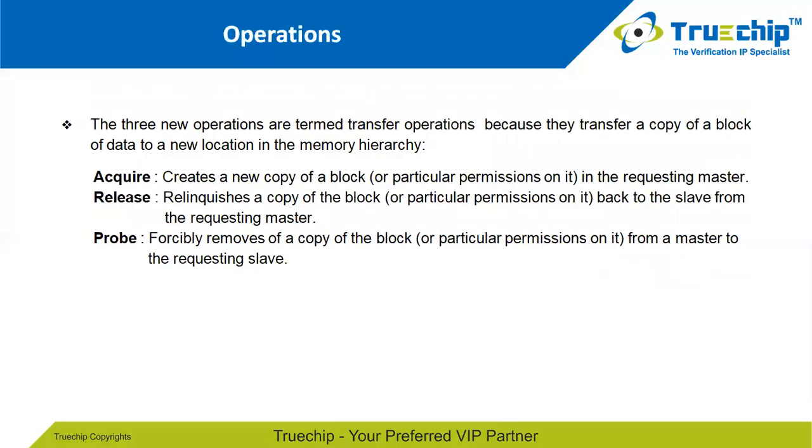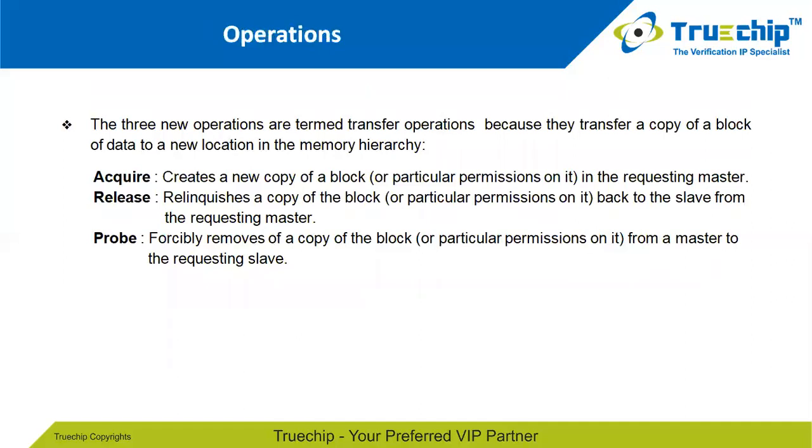The three new operations added in the TL-C are termed the transfer operations because they transfer a copy of a block of data to a new location in the memory hierarchy. The three operations are acquire, release, and probe. Acquire creates a new copy of a block or changes the permission of a block in a requesting master. Release relinquishes a copy of a block or changes its permission back to the slave from the requesting master. Probe forcefully removes a copy of a block or permission from a master for a requesting slave.